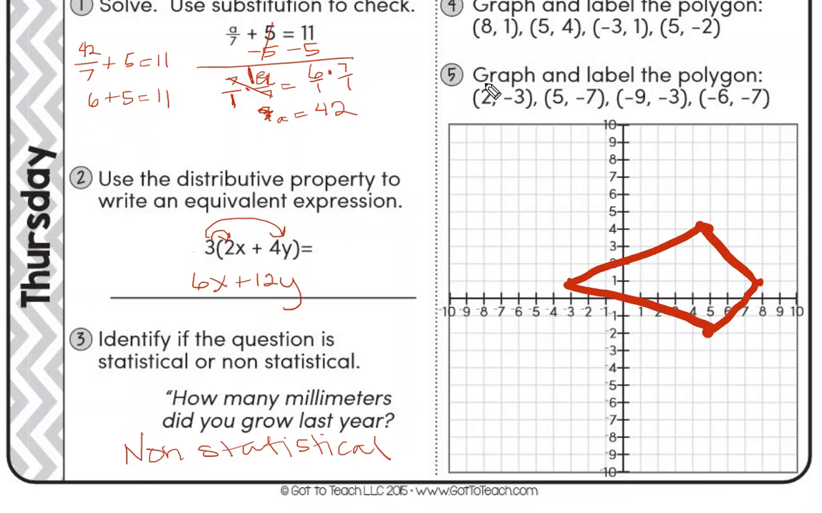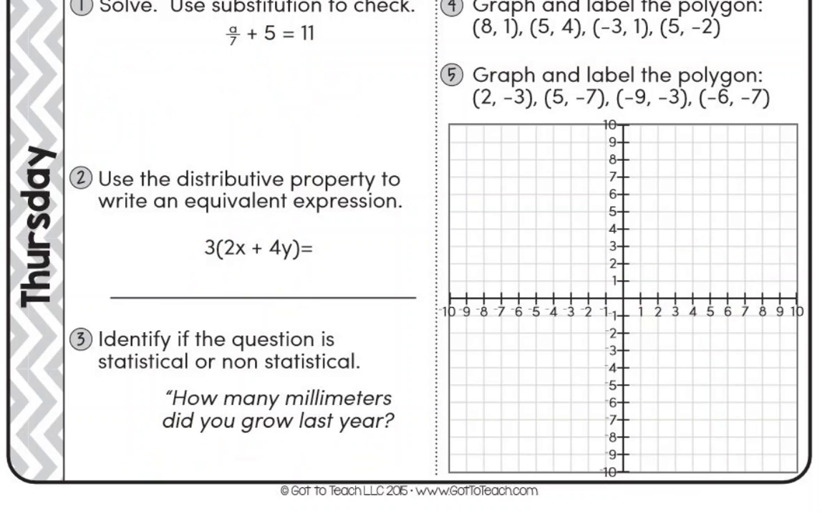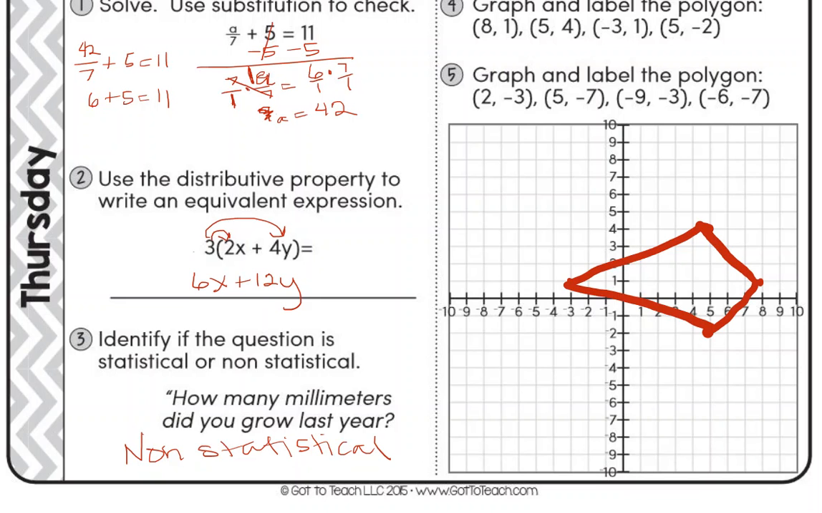Okay, next one, graph and label. Let's see, 2 and 3. Maybe we should get rid of this one. Is it going to be in our way? It might. Let's get rid of it. We didn't want to get rid of all of that. Let's get rid of it by erasing. Okay, better. I think I'm going to make my dot a little smaller. Okay, 2 and -3. 2, -3, 5, -7, 5, -7.